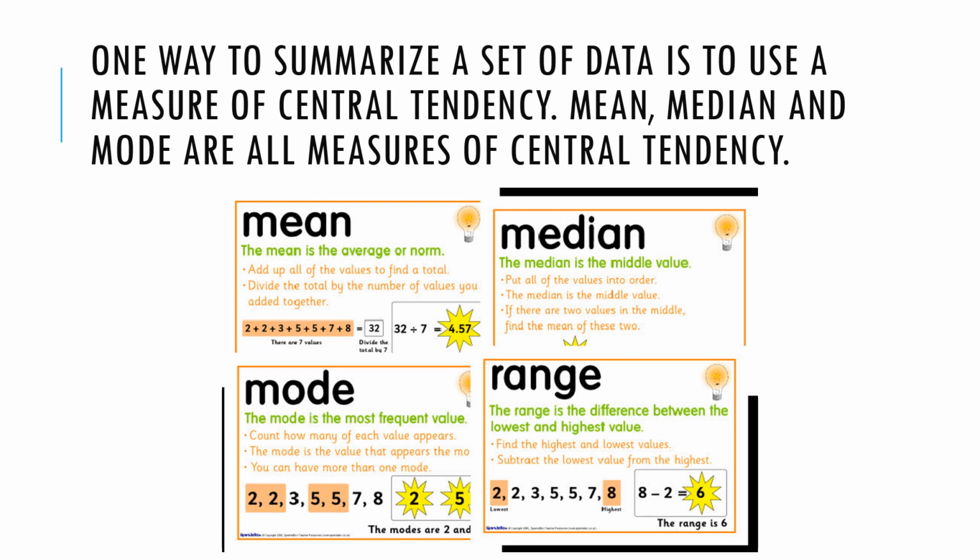The median is the middle value, so put all the numbers into order. The median is the middle value. If there are two, then find the mean of those two, which means add those two together and divide by 2. Then the mode is the most frequent value. The range is the difference between the lowest and the highest.